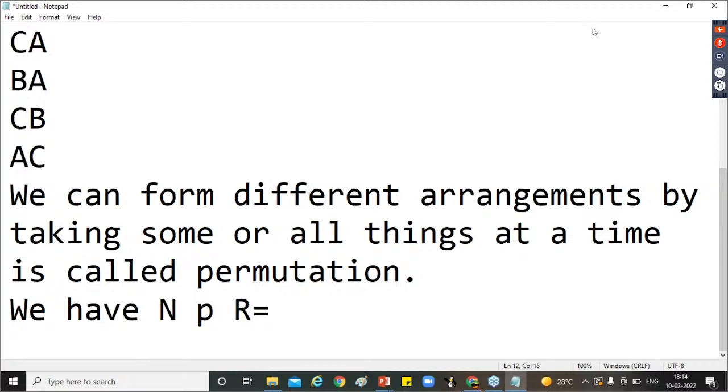So as we know, nPr is equal to n factorial by (n minus r) factorial. n is the number of things given and r is the number of things we can use at a time. Clear? All of you noted down?